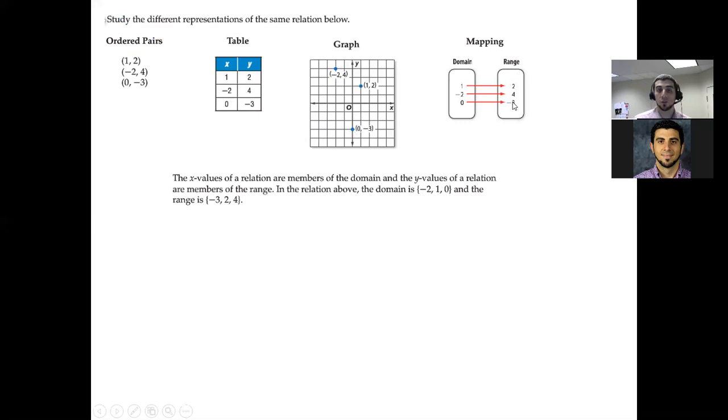So the x values of a relation are the members of the domain, like I said a couple seconds ago, and the y values of a relation are members of the range. So in the relation above, the domain is -2, 1, 0, because those are the x values. You can see right here in the table, the first value of the ordered pair or the domain elements. And the range is -3, 2, 4. The -3, 2, 4 come from the y values of the ordered pairs or the table or the range of the mapping.